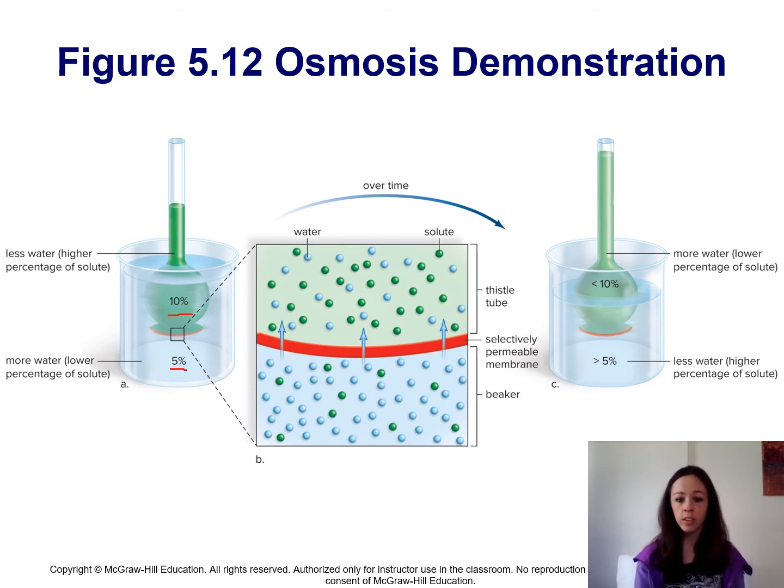With osmosis, water is going to flow down its concentration gradient from the beaker into the tube, thereby increasing the amount of water in the thistle tube, making it swell.